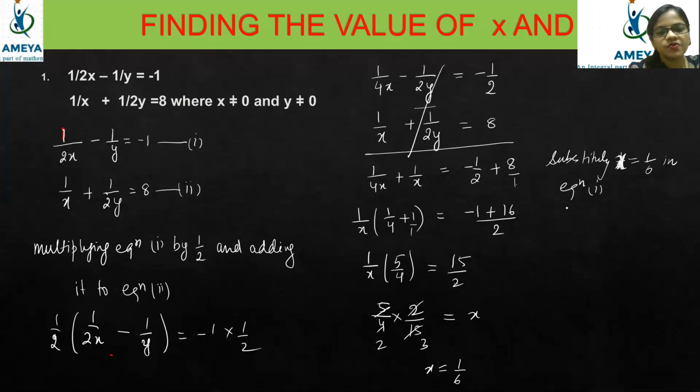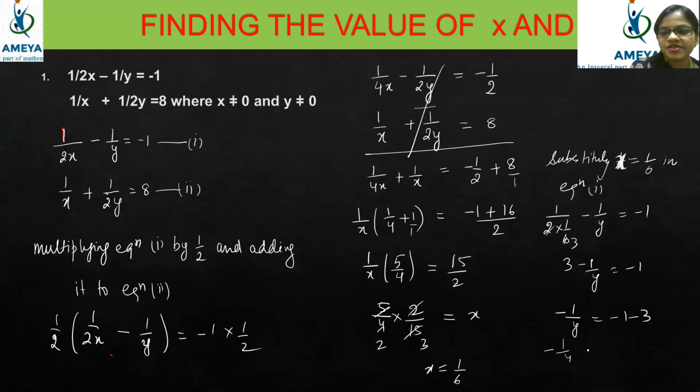So once x is equal to 1 by 6 is there, so 1 by 2 into 1 by 6 minus 1 by y equal to minus 1. So here this 3 will go up, minus 1 by y equal to minus 1. Now this 3 will go this side, it will become minus 1 by y equal to minus 1 minus 3. So minus 1 by y is equal to minus 4. Cancel this one. So y is equal to 1 by 4. So now here x value you are getting 1 by 6 and y value you are getting 1 by 4.